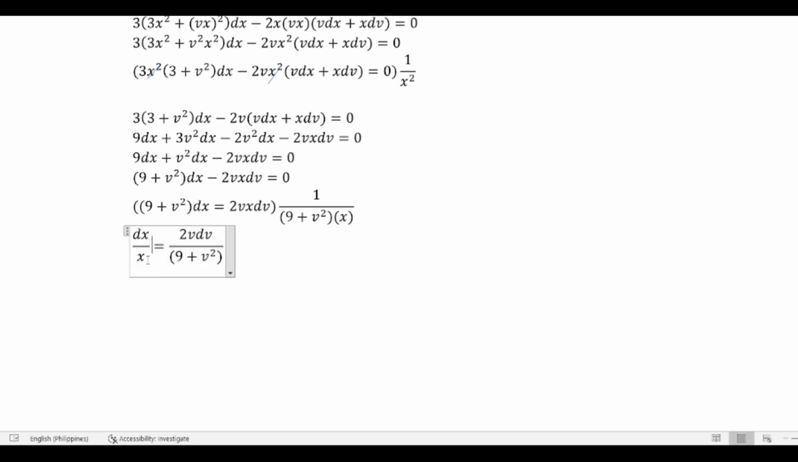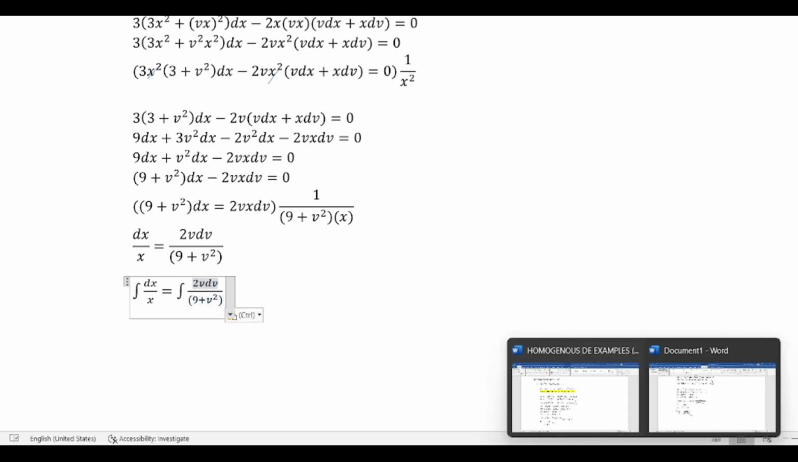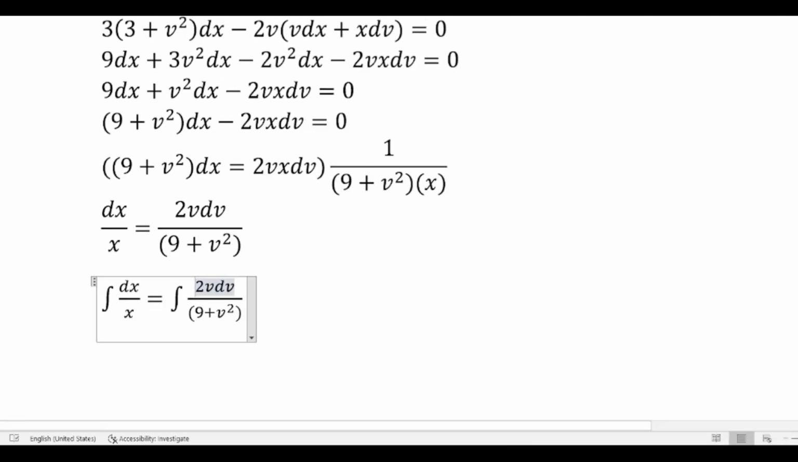So let's copy this one first. Then let's insert an equation and then integration. There, and then equals, and then another integration of this one. Okay, since the font is shrinking now, we're just going to zoom out a little bit.